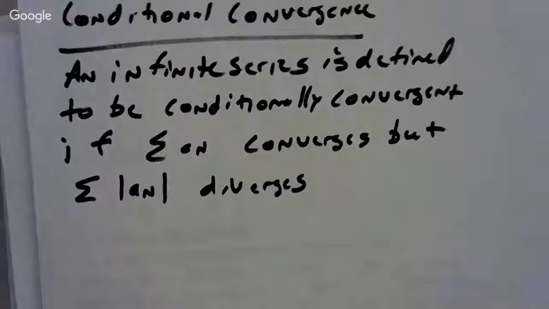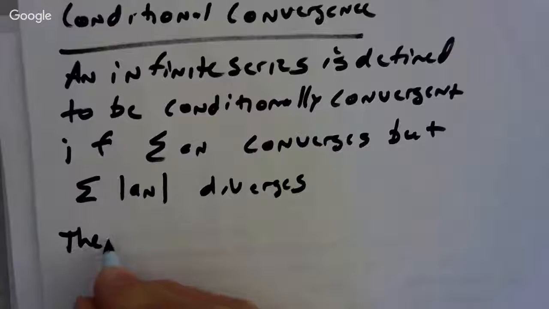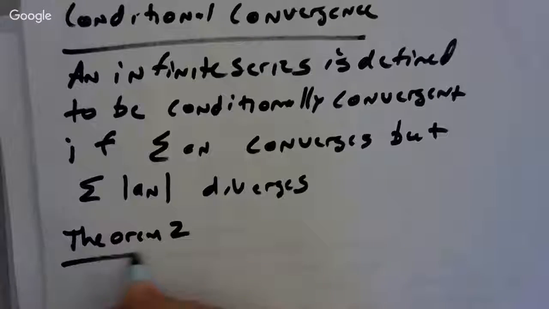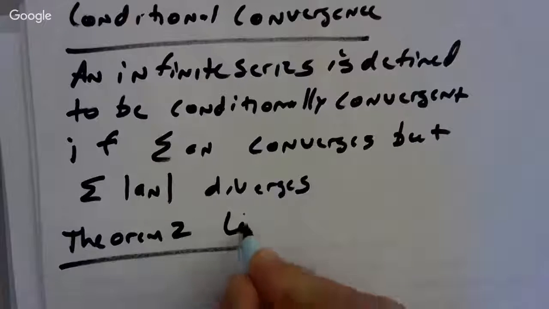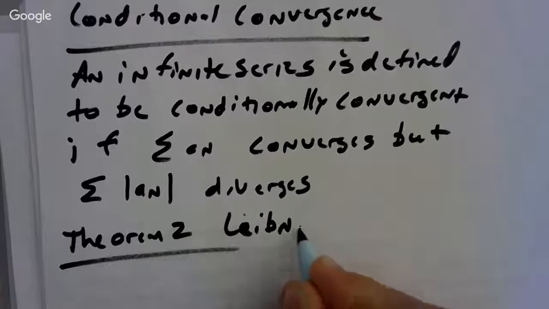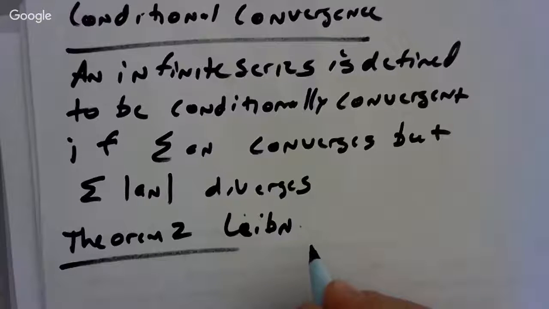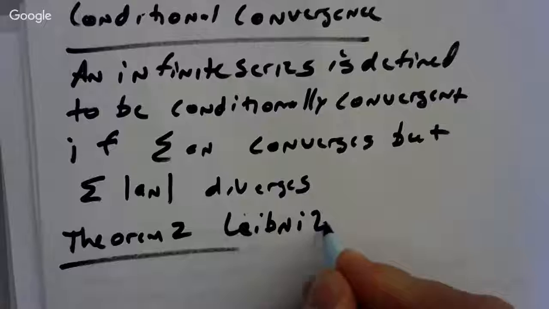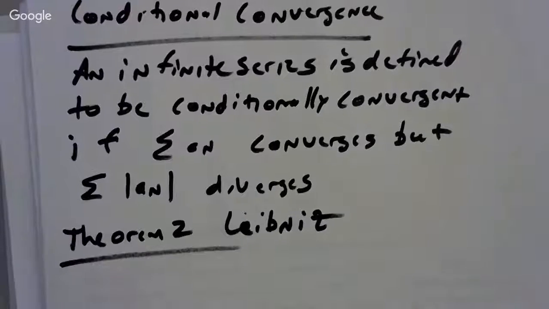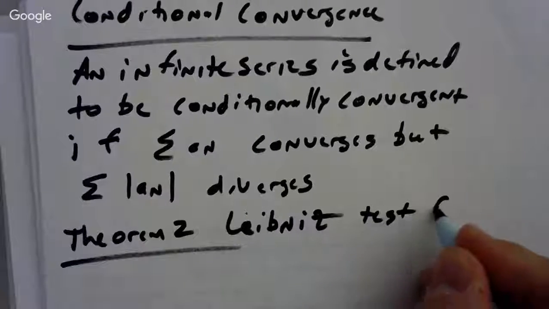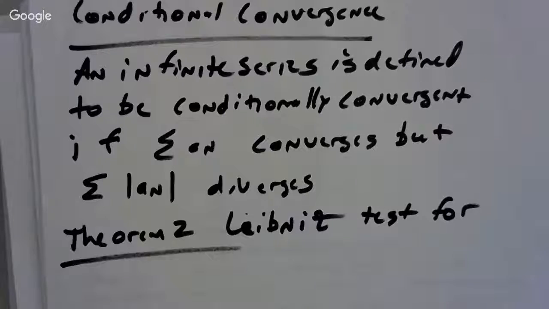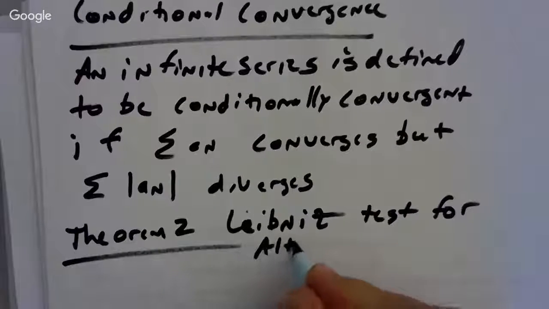Okay, so then theorem 2 is our boy, Leibniz. L-E-I-B-N-I-Z, Leibniz. There we go. Leibniz test. That's a name. Yeah, that's a German guy who this was his thing. Leibniz test for alternating series.